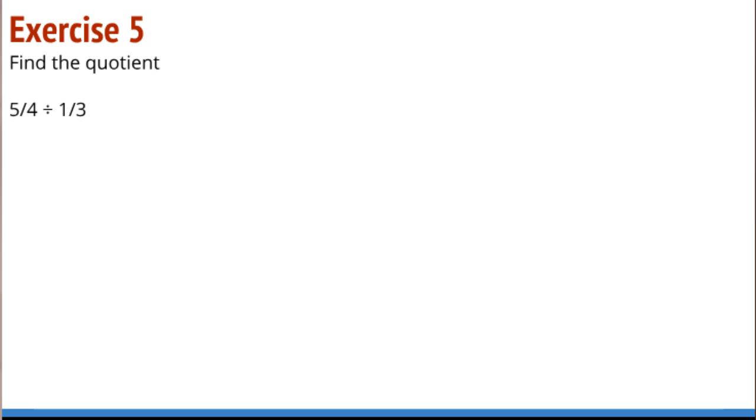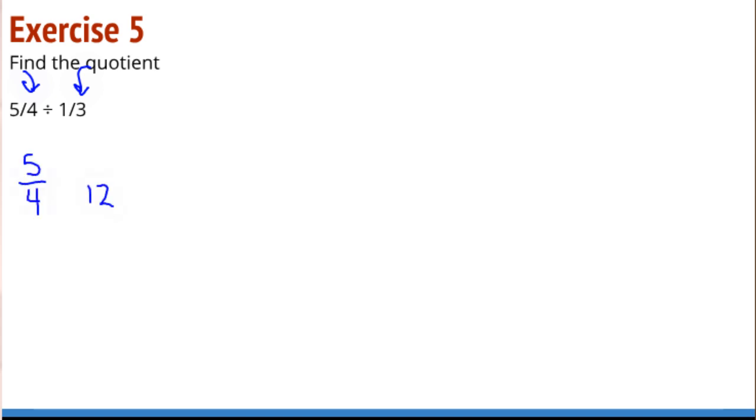5/4 divided by 1/3. All right, so they don't have the same denominator, but I've seen the 4s and the 3s enough today that I'm pretty sure the denominator is going to be 12.